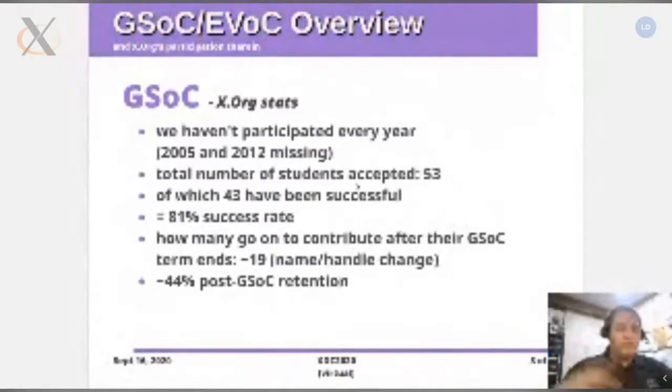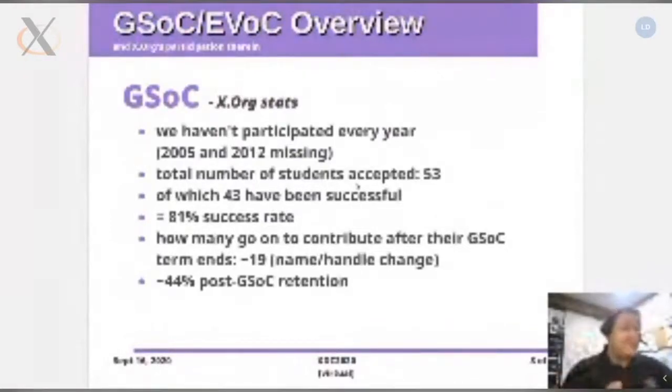The total number of students over all the time that we've been doing this was 53. And of those, 43 have succeeded in their GSoC efforts, which is around an 81% success rate, which is phenomenal. That's code, that's features, that's stuff that X.Org/freedesktop projects have. That's been useful.